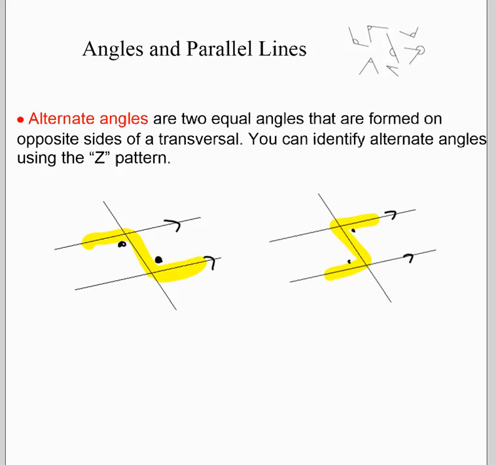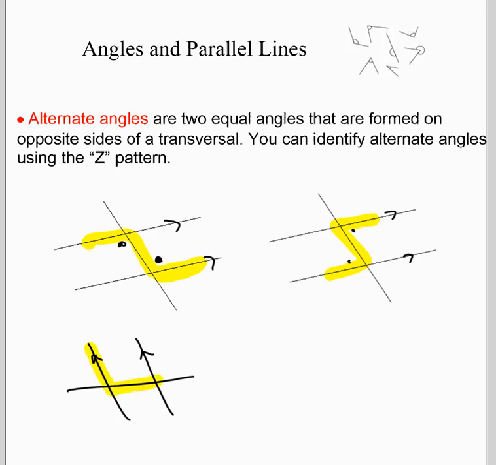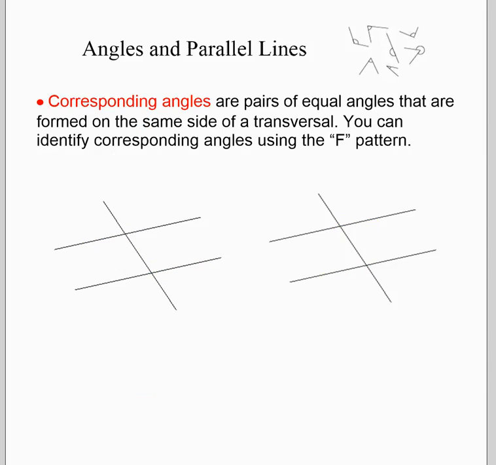Sometimes it's not actually a letter Z. In fact, depending on how your transversal is, it might actually look kind of like a letter N. So for example, if I had this, and there was my parallel lines, my Z pattern is going to look like that, which only looks like a Z if you turn it around. So the Z pattern helps you to identify alternate angles. Again, alternate angles are on either side of a transversal, and they are equal.